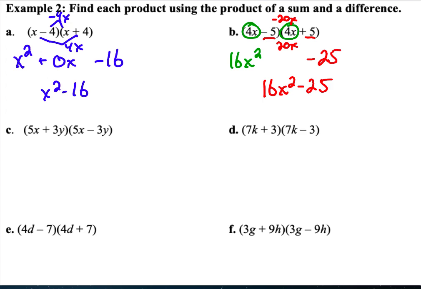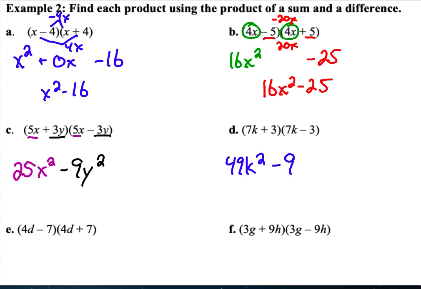All right, so if you start to pick up on the pattern, see if you can do these for yourself. Pause it and try them, and then see what you think after that. All right, so 5x times 5x is 25x squared. 3 and negative 3 is negative 9y squared. Remember, multiply the numbers, add the exponents on the variables. There'll be no middle term, so that one drops out. So 7k times 7k is 49k squared. 3 times negative 3 is negative 9.